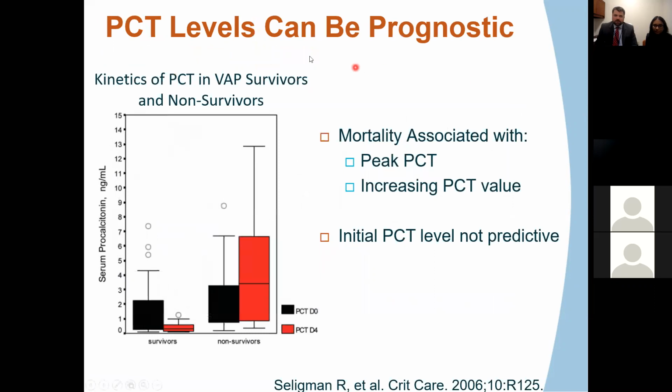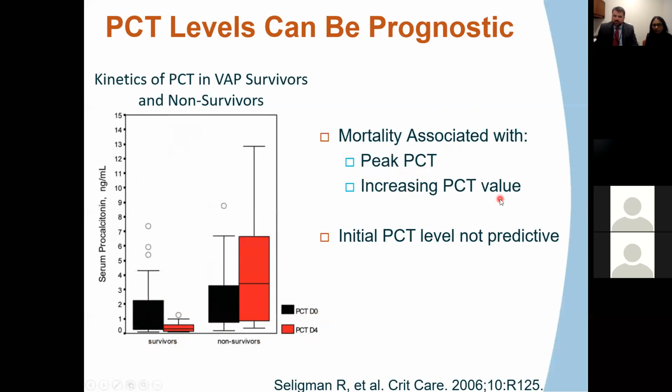And this is a slide showing a study that procalcitonin levels can be prognostic. This was looking at procalcitonin in ventilator-associated pneumonia survivors and non-survivors. The black is the procalcitonin on day 0, and the red is the procalcitonin on day 4. You can see the survivors here on the left had lower procalcitonins, and the non-survivors had it rising to higher numbers. So the procalcitonin peak is associated with mortality.